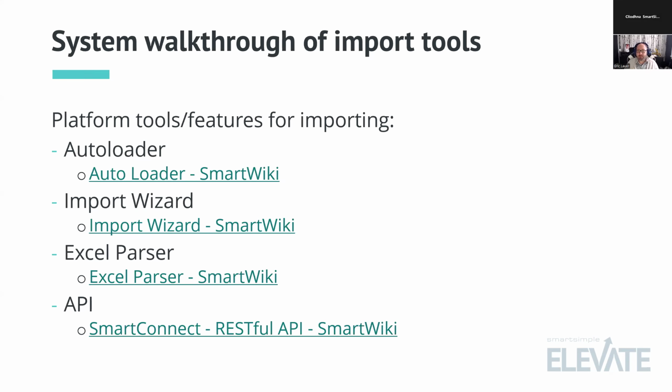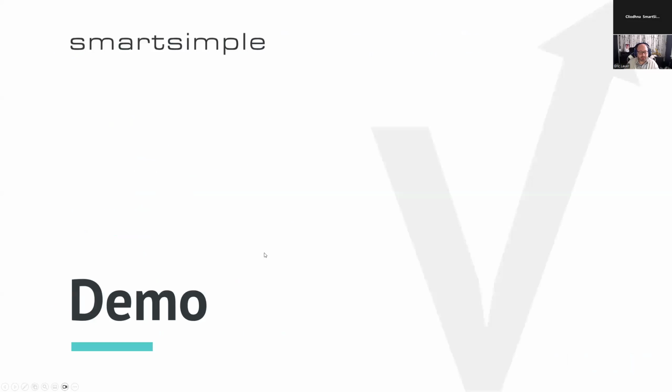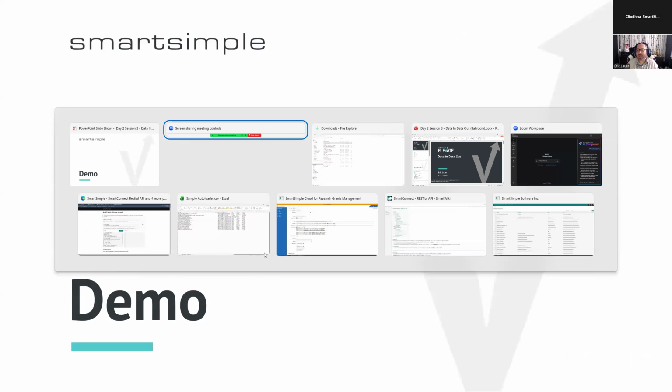We have the Excel parser, another way of putting data into the system. And then we have our API, which is a way of connecting to other systems to bring data both back and forth. You'll see APIs also listed in the data out section. So what we're going to do here is just a quick walkthrough, and allow me to share my screen.